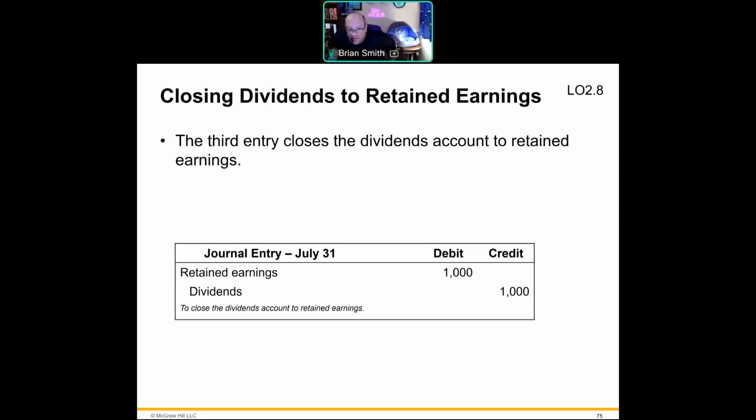Yeah, I mean, they're just cutting out the middle, man. We don't need the income summary in this sense. That's fine. It's just 3 journal entries now instead of 2. Retained earnings, debiting that, crediting dividends.